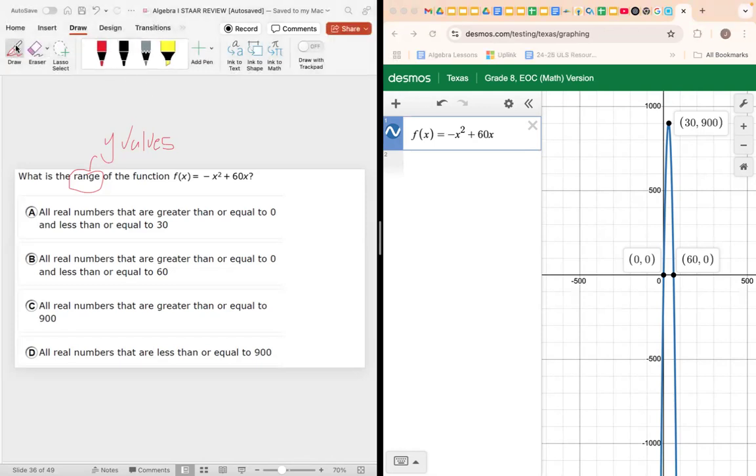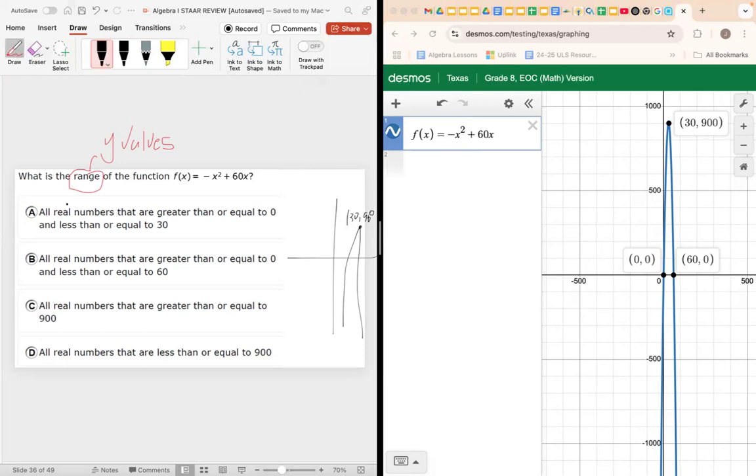So in this situation, I'm just going to redraw this graph as a sketch really quick. And we have this sketch right here. And we have 30, 900. Okay. Now we're talking about range. So range is that Y value. So we're going to focus on 900.